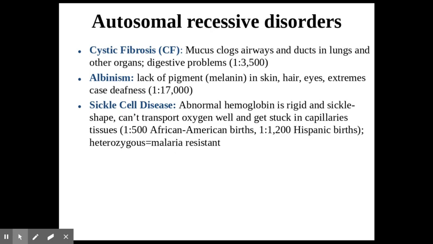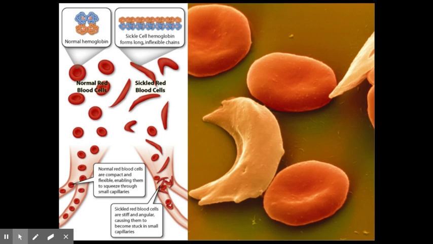And then there's sickle cell disease, where your abnormal hemoglobin is rigid and sickle shaped, can't transport oxygen very well, and can get stuck in the capillaries. So this is what sickle cell looks like. It has a weird shape, so it does get stuck more often and can't carry the hemoglobin as well.